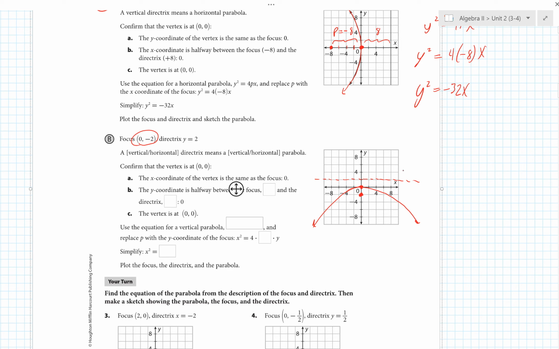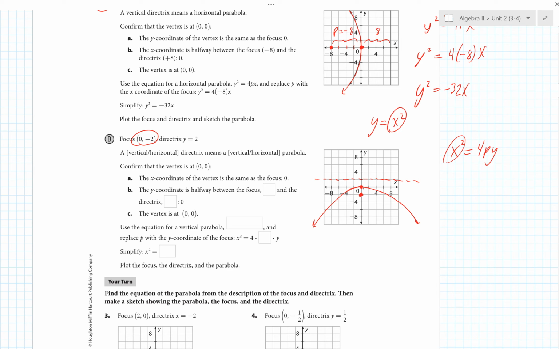And since it's going up or down, we know it's always going to have the form x squared equals 4py. A way that you can remember that is to think back to the very first parabola that you graphed. Y equals x squared went up and down. So anytime you have x squared, you know it's going to go up or down. And in this case, it opens downward.